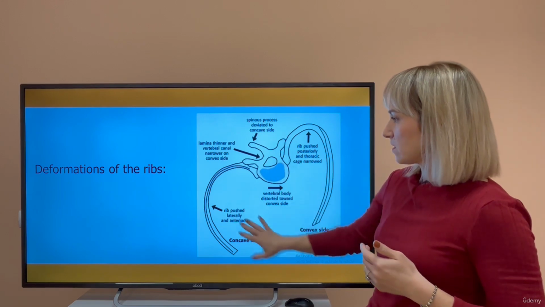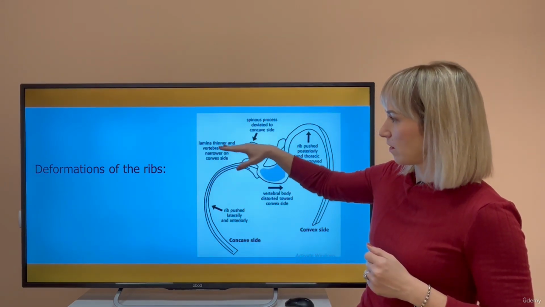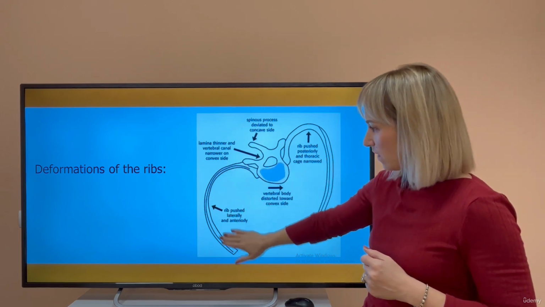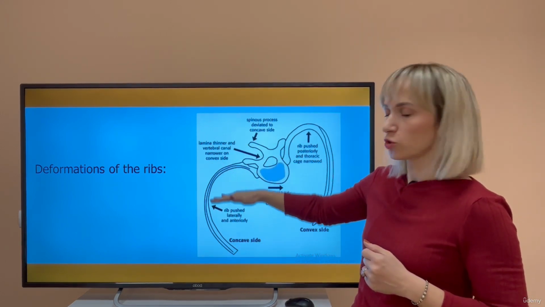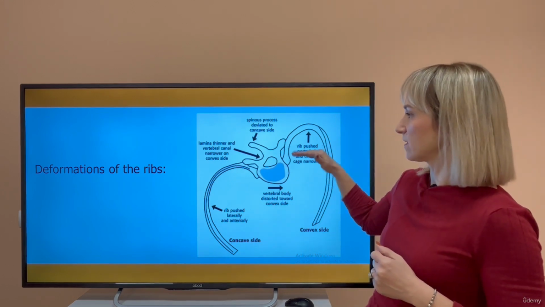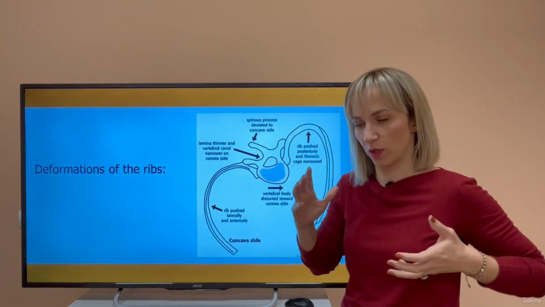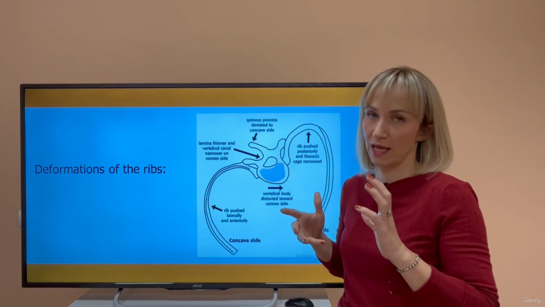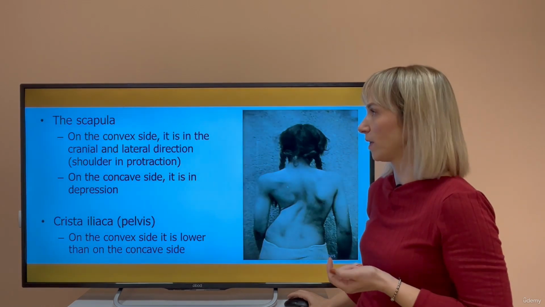This is what happens in the vertebra. So you see that this is the concave side. So they are, the concave side, this is the posterior part and this is the anterior part. The ribs are pushed anteriorly, and in the convex side the ribs are pushed posteriorly. So this is what I explained, that we have the rotation of the rib cage, which is very important for our examination and for our treatment.